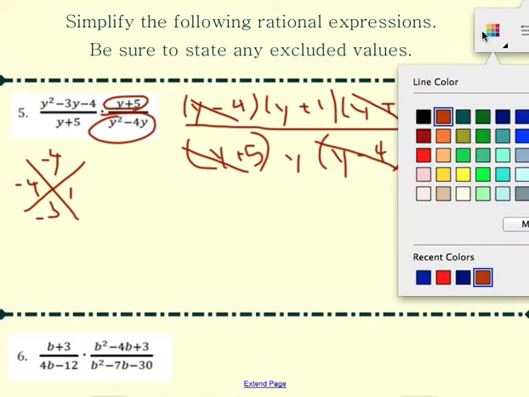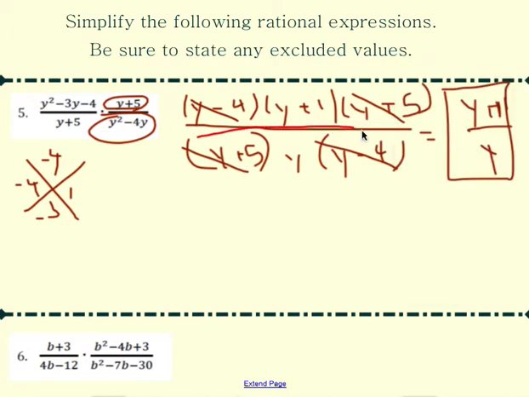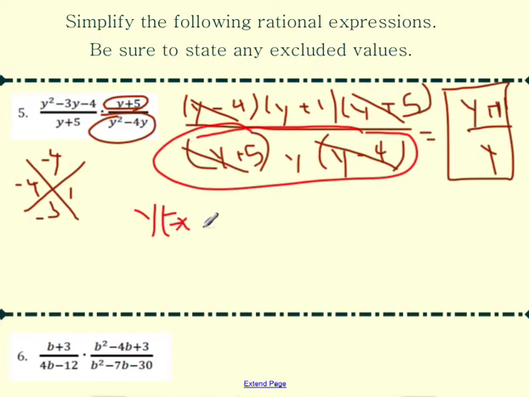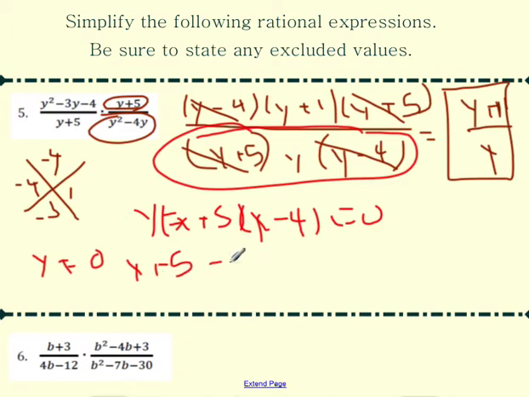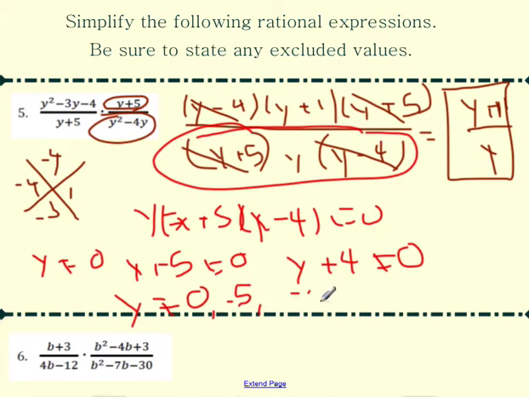Now I need to go through and calculate my excluded values. When I do that, again, I'm taking a look at these right here. So y times y plus 5 times y minus 4 cannot equal 0. So y cannot equal 0, y plus 5 cannot equal 0, and y minus 4 cannot equal 0. Then you end up getting that y cannot be 0, negative 5, or 4.